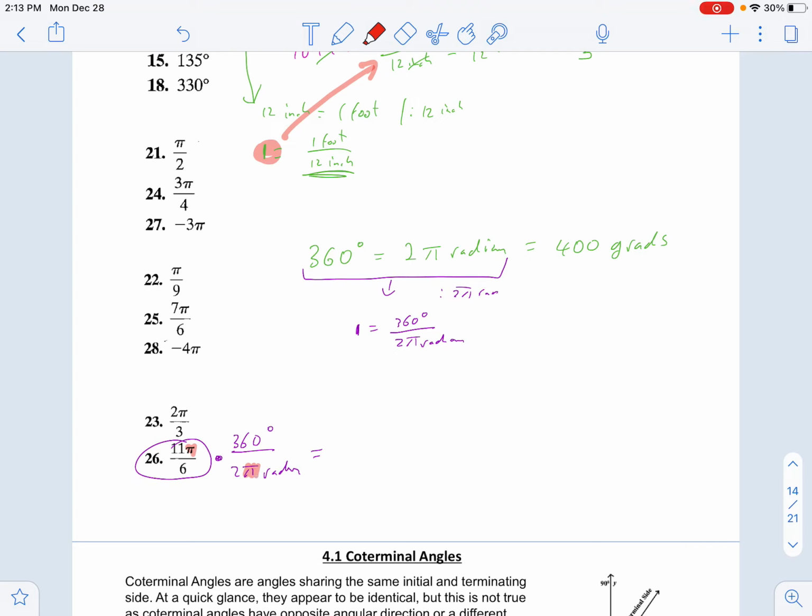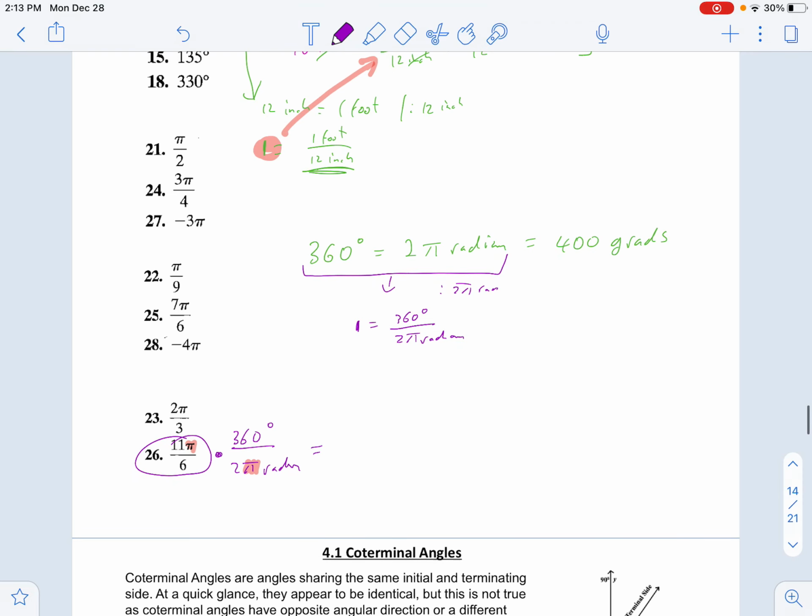Don't have to deal with them. And 360 divided by 6 is 60. So that will turn into just a 60 right there, and the 6 is gone. Divide that by 2. So this will turn into just a 30. So we're left with 330 degrees.